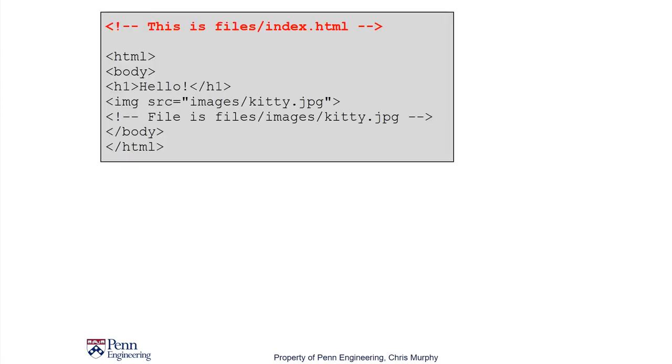So here we have an example where we have a static HTML file. This would be in the files directory called index.html. And it's just an HTML file. It has h1 tags, etc. And it could also include an image, which is in a directory relative to the files directory. Here, this image would be in the files/images folder underneath the root of our Node application.